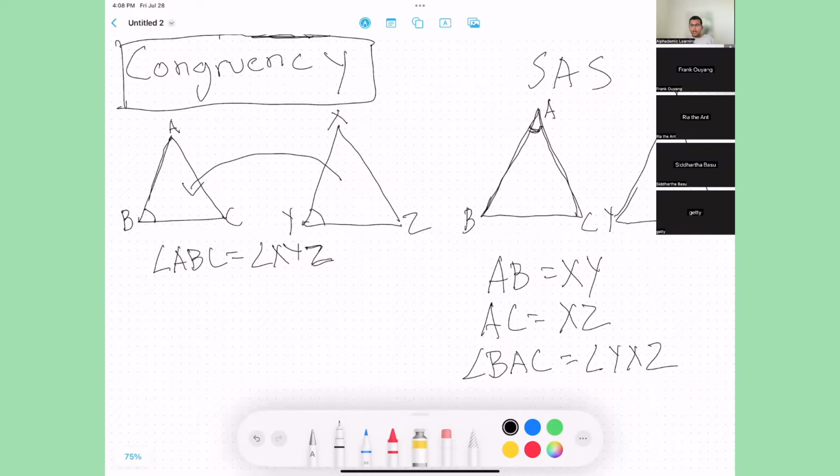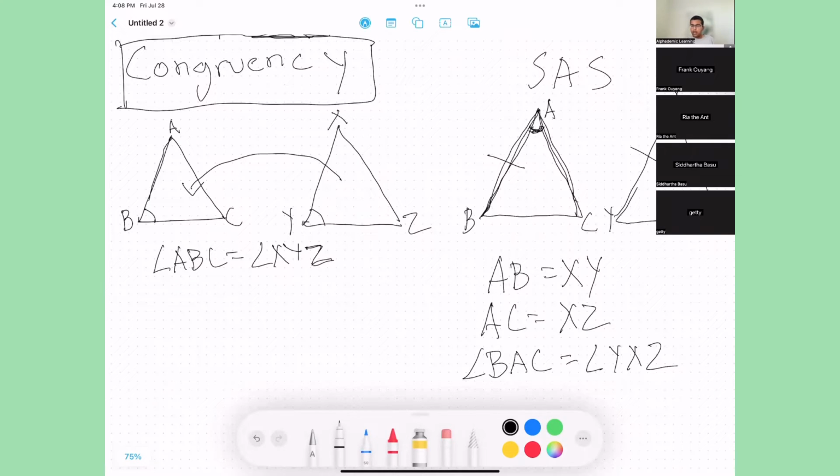Why it's called side angle side, I think it's pretty obvious for you guys, but if not, it's basically side, angle, side. So basically two sides. The congruence theorem is saying if there are two sides that are corresponding, so AB has to correspond with XY.